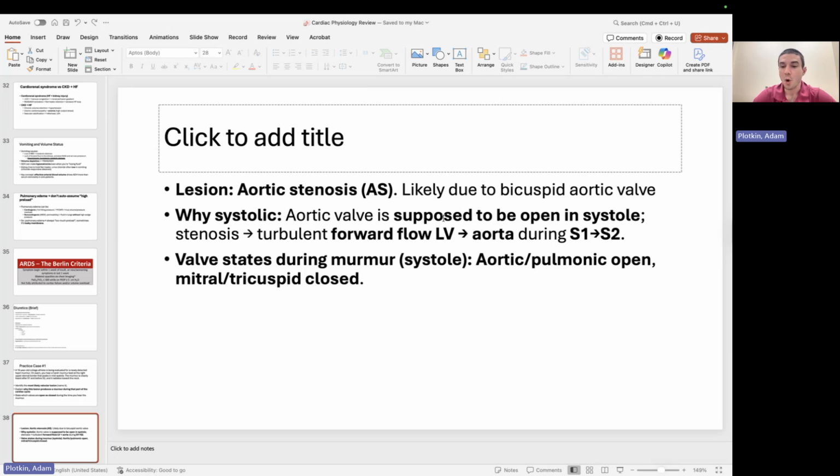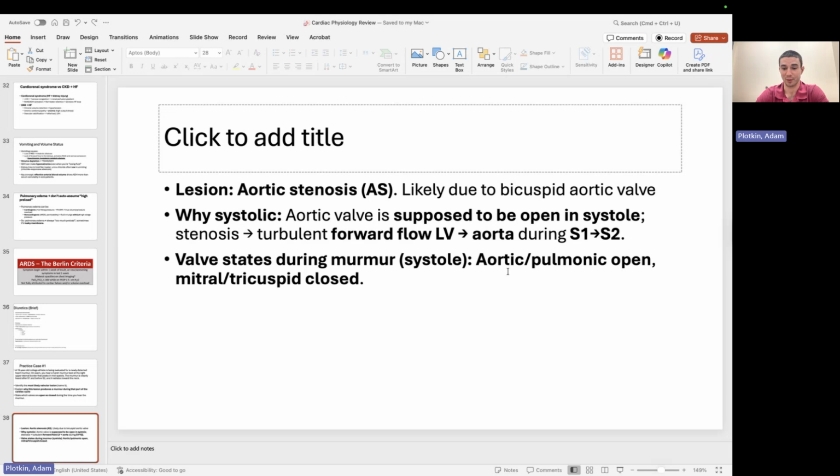So why is this a systolic murmur? The aortic valve is supposed to be open in systole. When the valve is stenotic, turbulent forward flow from the left ventricle to the aorta goes right across that stenotic valve, and you're going to hear a really loud murmur, because that valve should be wide open, but it's stenotic. It's rusty. It doesn't want to be open. So we have to push really hard against that stenotic valve, and we hear a really loud murmur in between S1 and S2.